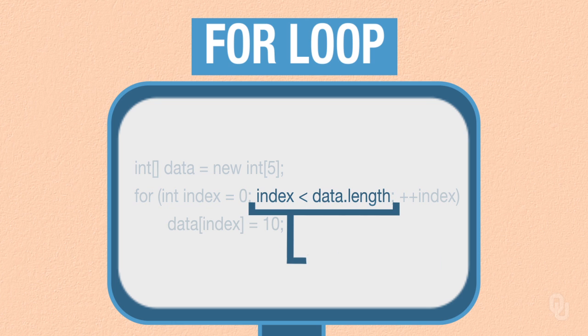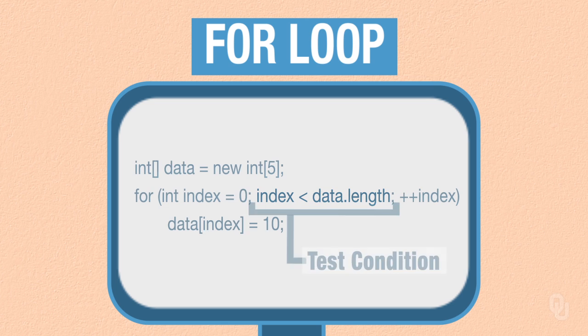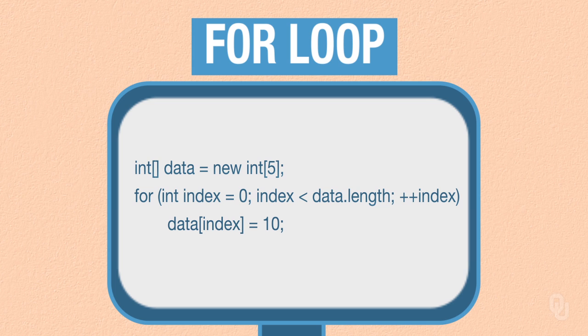The middle area is the test condition. This is the same as the Boolean test condition in a while loop. Just like a while loop, the test occurs before the loop body is done. This means that it's possible to never enter a for loop.